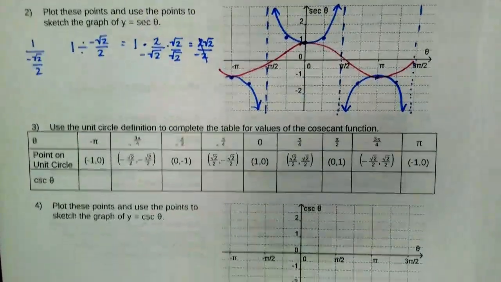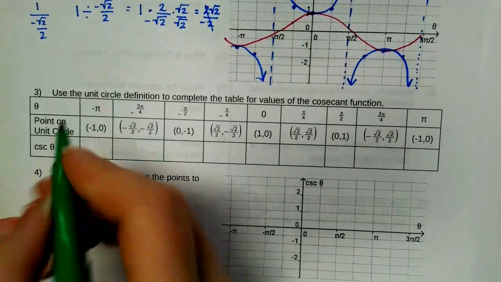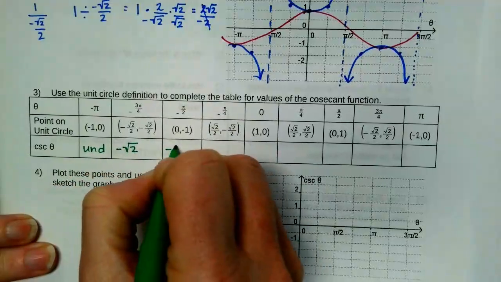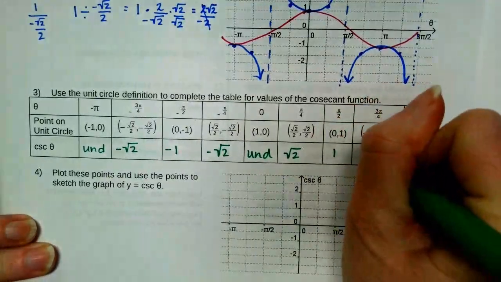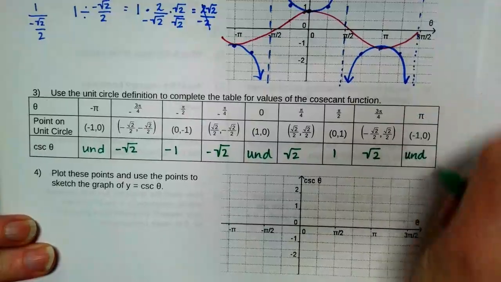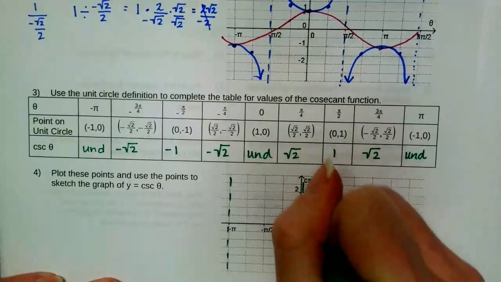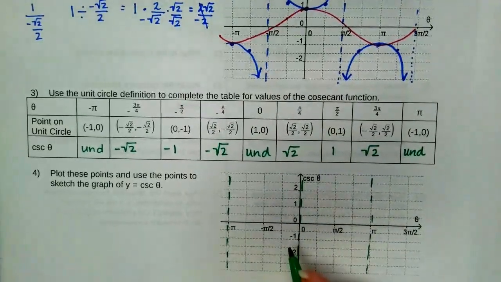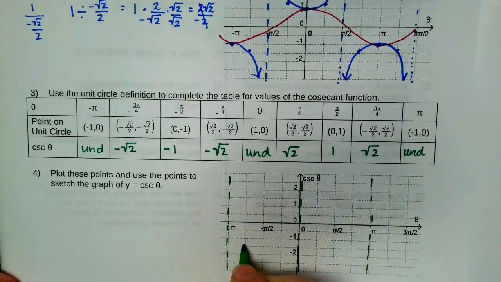So now let's look at cosecant. Cosecant is 1 over y. So it starts out 1 over 0, so it starts out with an undefined. And then negative square root 2, negative 1, negative square root 2, undefined. So I'm drawing in my asymptotes at all the places where it's undefined. Then negative square root of 2, that's about negative 1.4. So at 3/4 pi, I would have a dot.